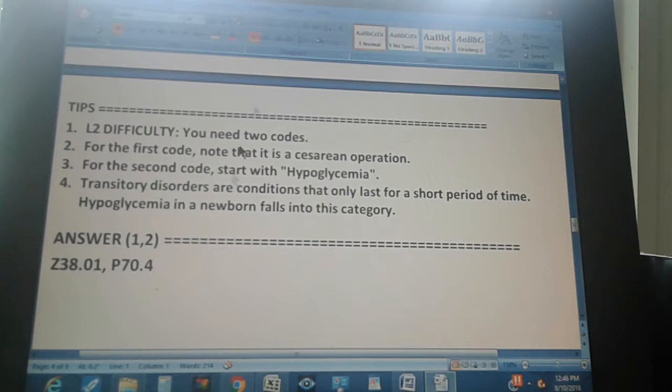All right, the first tip. Tip number 1 is level 2 difficulty. You need 2 codes. We consider this a level 2, which means a little harder because you need 2 codes. There's not only 1 code, but 2 codes to describe the diagnosis.